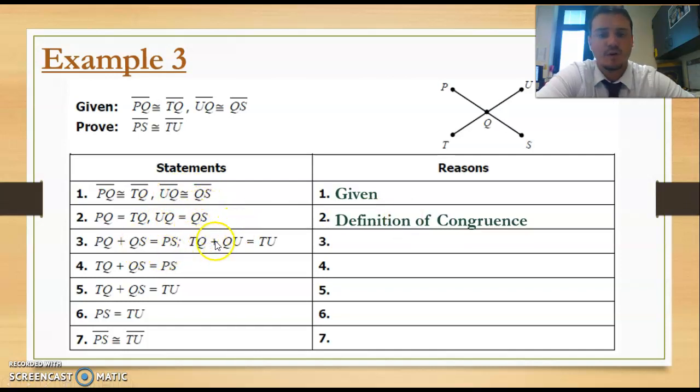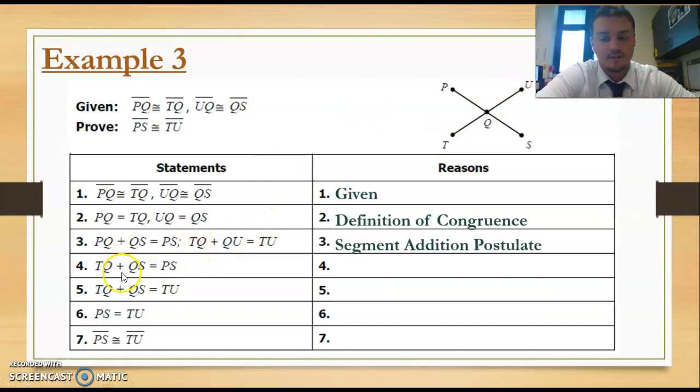Next up, this might be one of the tougher ones. So again, number 3, it looks like we have PQ plus QS equals PS. Take a look at the diagram. We have P to Q plus Q to S equals P to S. So that is the segment addition postulate. And then TQ plus QU, so T to Q plus Q to U equals TU. That's also the segment addition postulate.